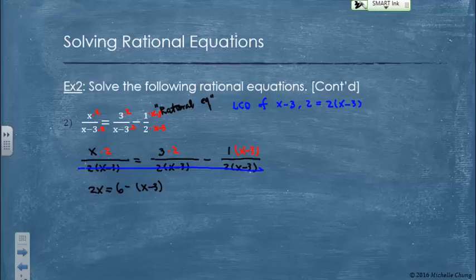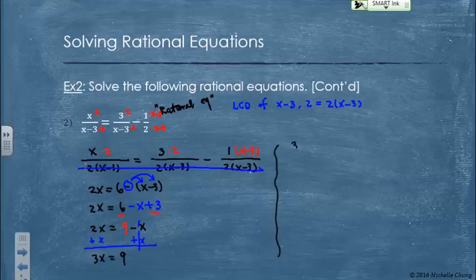And then because we have parentheses, distribute negative 1 in front of it. So negative x, negative, negative, positive, so positive 3. And then combine the like terms. We have 6 and 3, which is 9 minus x. Now because we have an x term on the right side, add x on both sides. And we have 3x is equal to 9. So divide by 3, divide by 3, then x is 3.